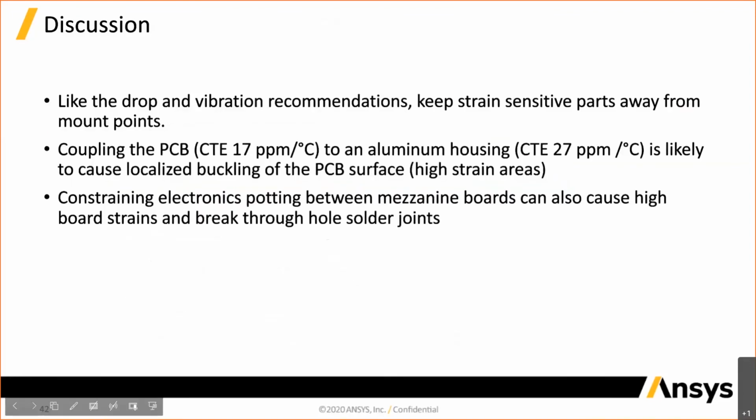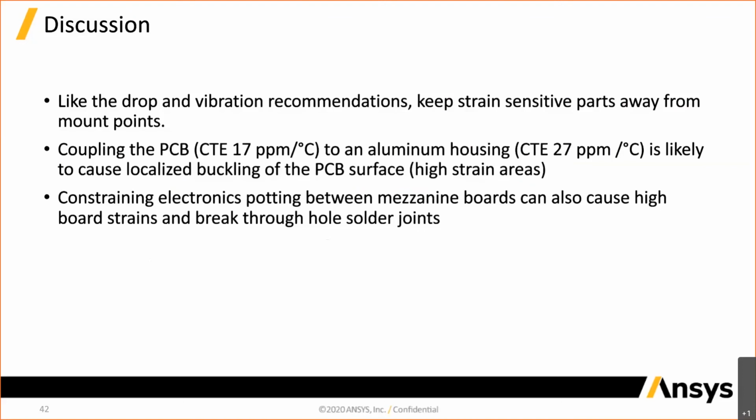Same issues though, really. If you saw where I put those parts, it was kind of a bad spot to put them because I put them right near the edge where that board is being mounted against the chassis. So yeah, move those parts away. Keep those parts away from the high strain areas, and chances are you'll be okay. You just got to be mindful. But we do see people put these strain sensitive parts close to mounting points. You just got to be aware of it.